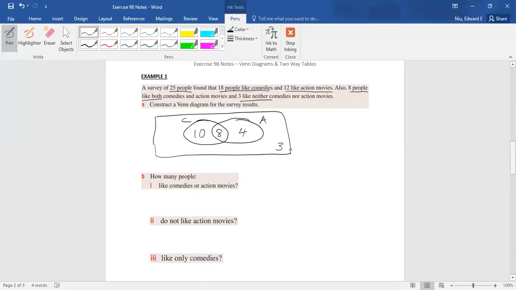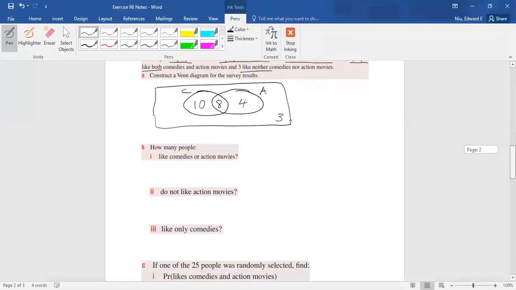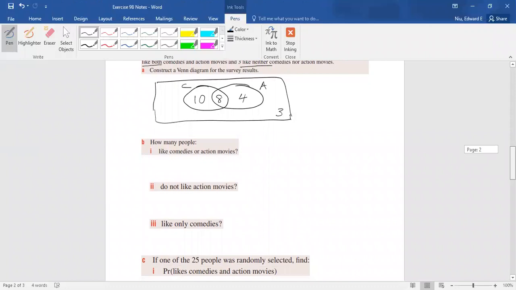Once you have this information, there's going to be some questions that follow. For example, how many people like comedies or action movies? The key word here is or. So if we were to pick 25 people out of this cohort at random, well, the chances of us drawing a person that likes comedies or action movies is going to be everything in the circles combined. Okay, so that's 10, 8, and 4. So 10 plus 8 gets us 18. 18 plus 4 gets us 22.